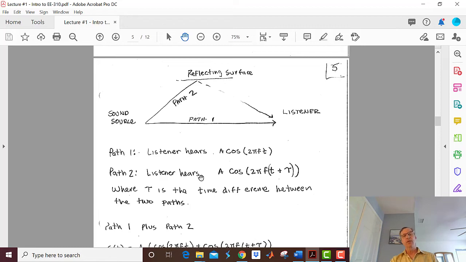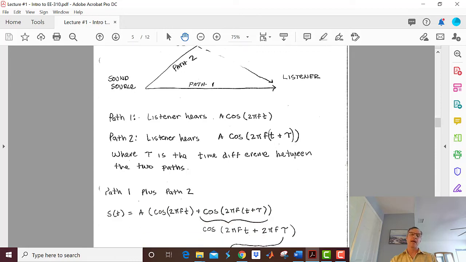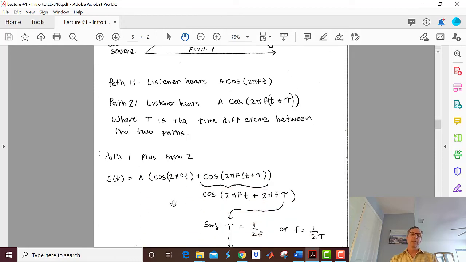For path two, the listener is going to hear a similar signal, but you can see that it's delayed by this constant of tau. Or in other words, the difference between these two paths in time is tau seconds. So tau is the time difference between the two paths. So the listener hears both paths. They hear path one plus path two, so we add those two up.